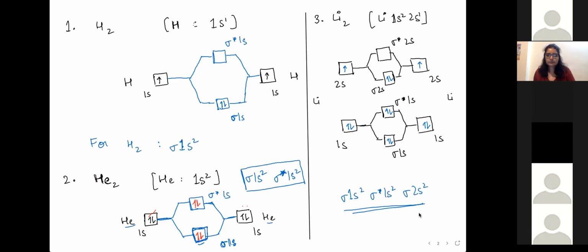Ma'am, Ritu, when we were doing this at school, they also taught us to write that KK dash thing. Could you clarify that a little bit? Which one? They told us to write KK dash and then write the end of it, the configuration. Oh, okay. So the first orbital is K, and then the anti-bonding one is represented as K dash, that way.